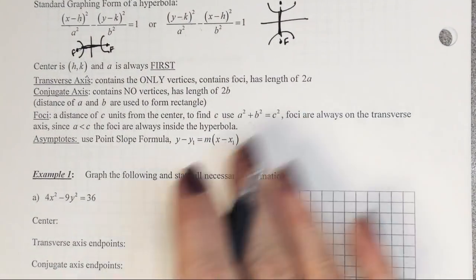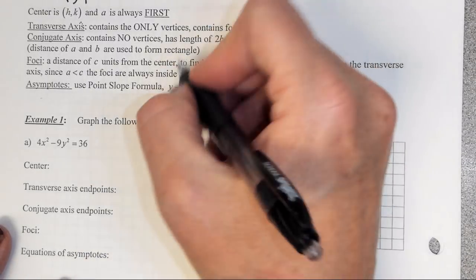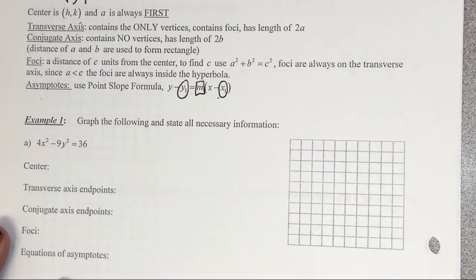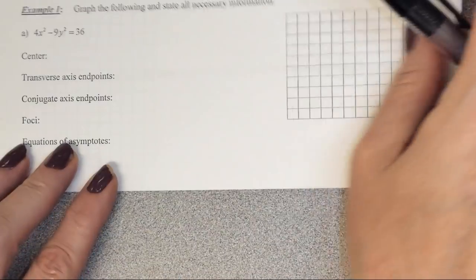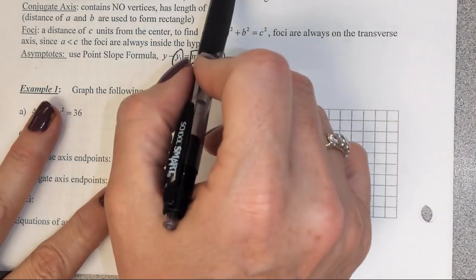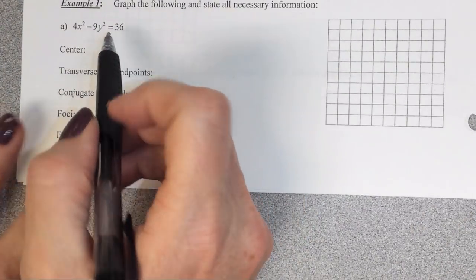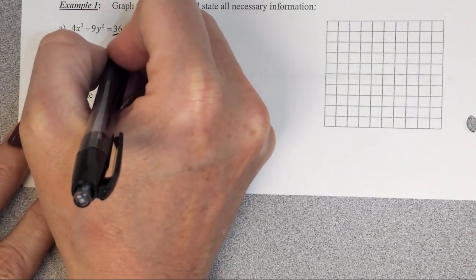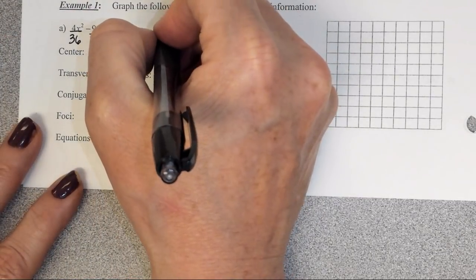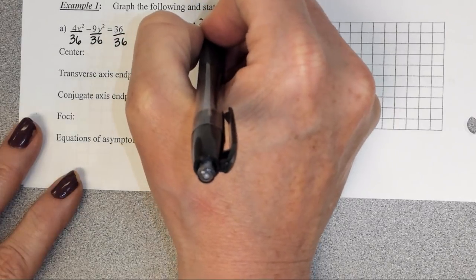Then we're also going to find the asymptotes by using the point-slope formula. We're going to be substituting in here for our x and y, and here for our slope. That's a lot of information, but once we do one, I think it'll seem pretty easy to you. First of all, what do we have to have it equal to? 1. So we have to get this equal to 1. So I'm going to divide by 36. Now my equation becomes x squared over 9 minus y squared over 4 equals 1.